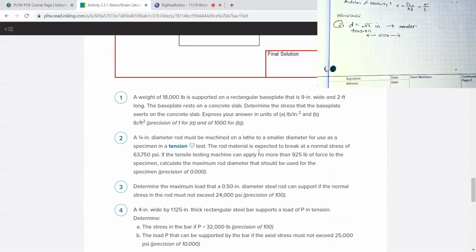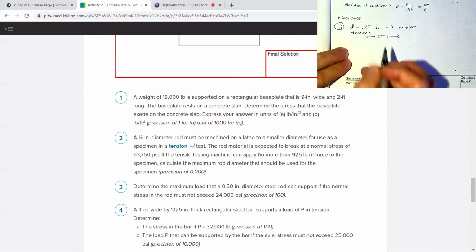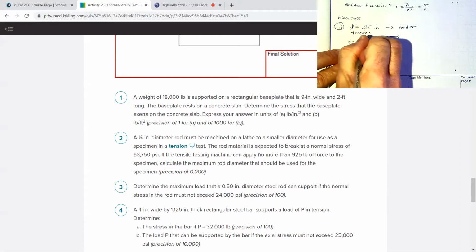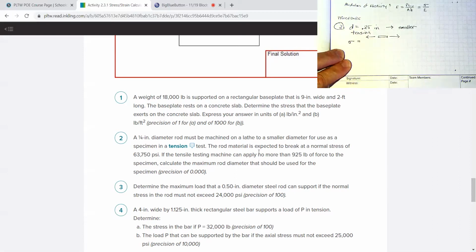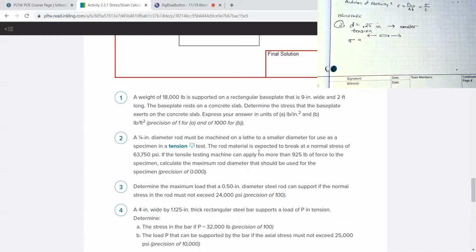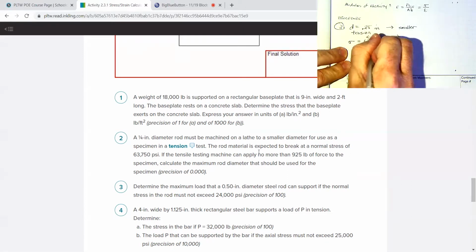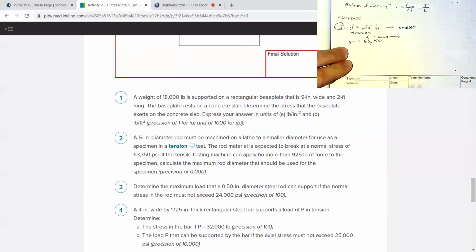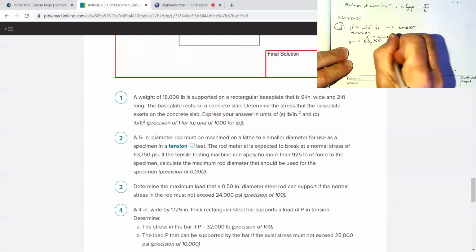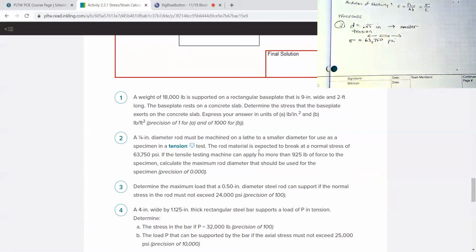The rod material is expected to break at a normal stress of, okay, stress, I don't remember the variable for stress, but I'm looking at my notes and I see it. The stress is the sigma. The normal stress is 63,750 PSI. PSI is pounds per square inch. So keep in mind, we're working in pounds and square inches, and the inch that we got in diameter looks good.